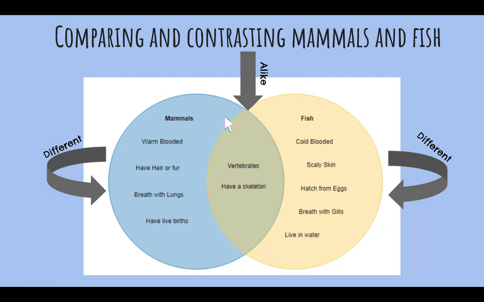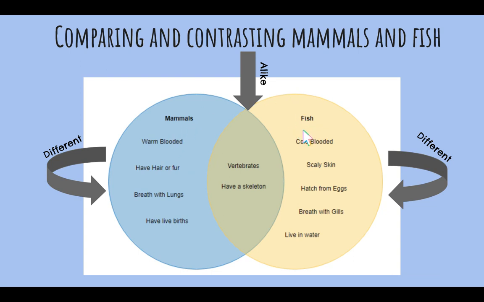So, for my mammals, I came up with they are warm blooded, they have hair or fur, breathe with their lungs, and they have live births. Okay, so that means when the things are born, you know, they come out alive already. Just like think about mammals, we are mammals, okay? So when you came out, you came out crying and kicking and things like that, right? You came out alive, okay?